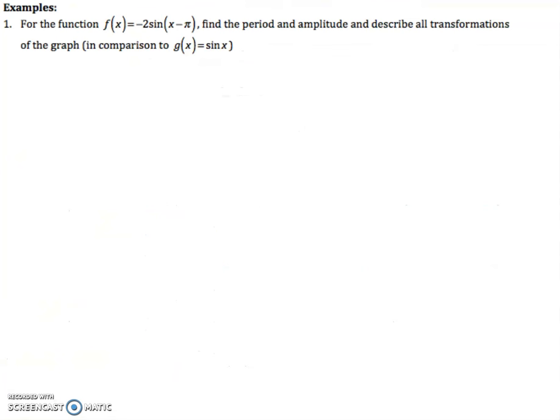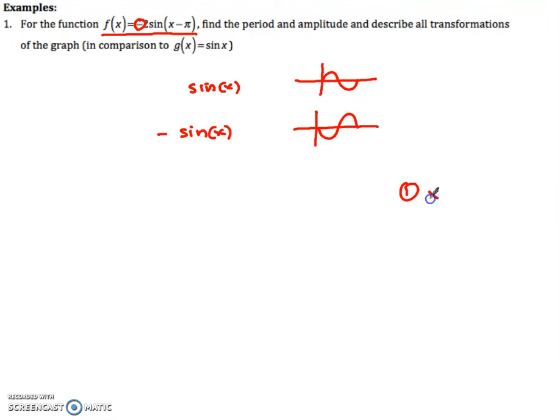Taking a look at the first example, what we've got to do here is look at how the parent function g of x equals sine of x has been transformed to produce this function f of x. If we start off with sine of x and analyze f of x to see if there are any reflections, it's clear that we've got this minus sign here. If we multiply sine of x, which typically looks like this, by -1, we get negative sine of x, and that causes us to reflect across the x-axis. So our first transformation is an x-axis reflection.